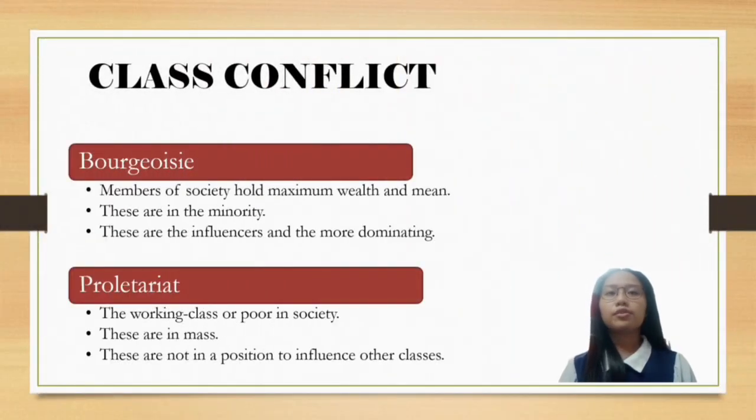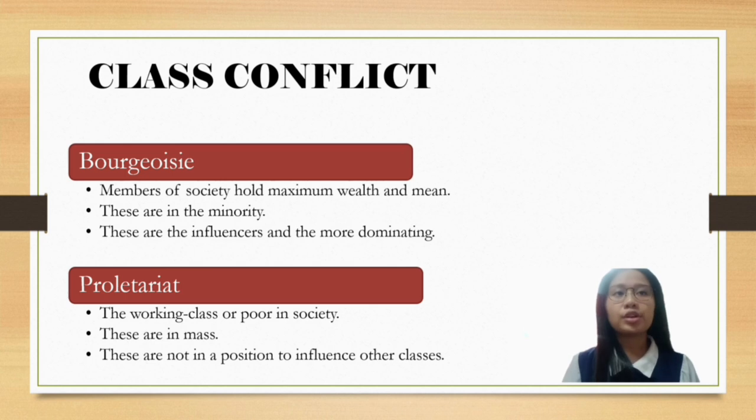An example of class conflict is the conflict between owners of businesses and employees. It is such that owners want more profit, which means less distribution of surplus to employees. On the other hand, employees want more salary for themselves. This gives rise to strikes, disputes, and so on.